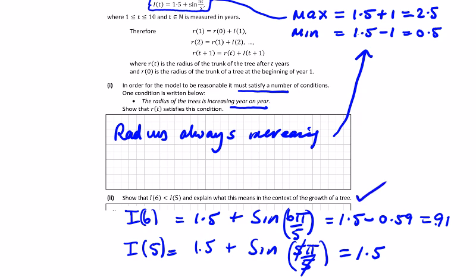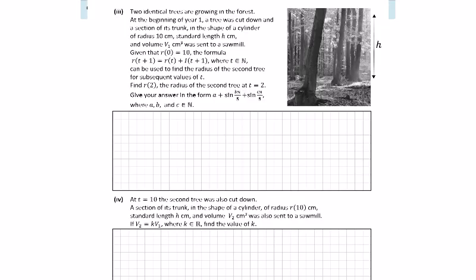And what does that mean in the context of a growth of a tree? Well, the radius has less growth that year than the year before, something along those lines. Then we have two identical trees growing in a forest. At the beginning of year 1, a tree was cut down and a section of the trunk in the shape of a cylinder of radius 10 and standard length h and volume V1 was sent to a sawmill.